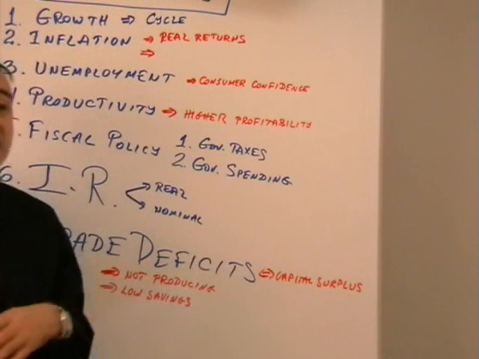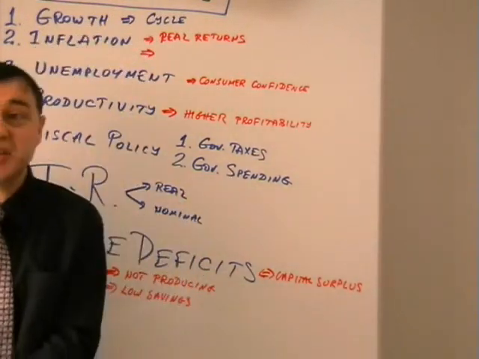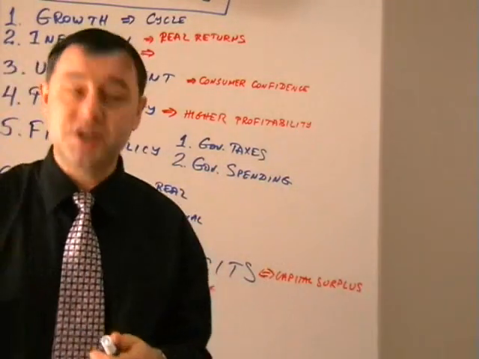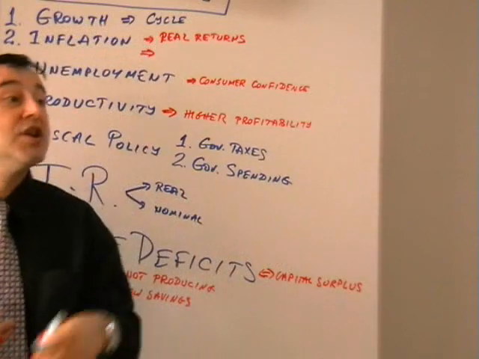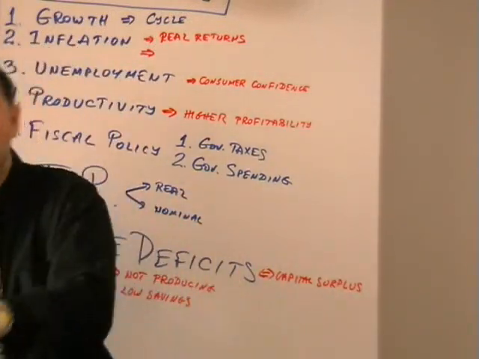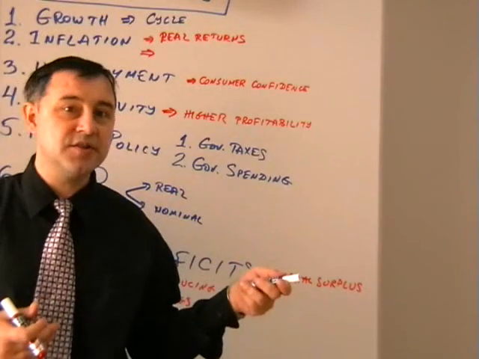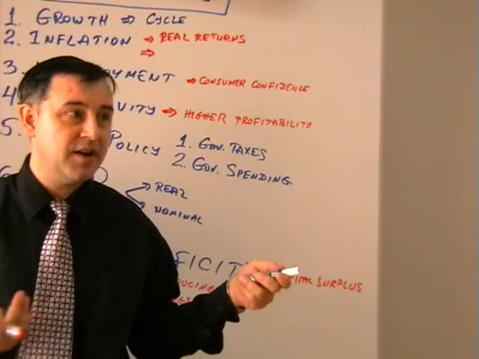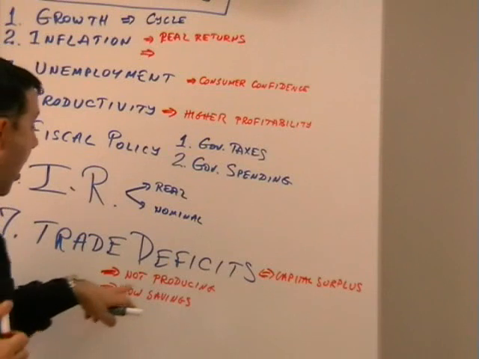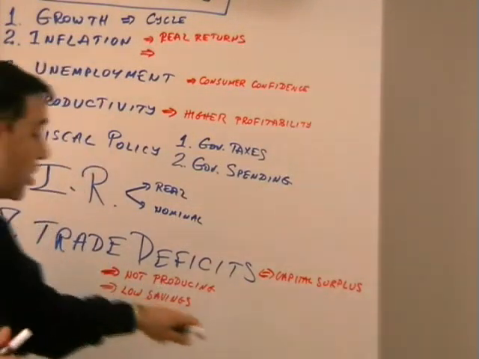Vendor financing means that China produces it, sends it to the United States, and provides credit for selling it. In other words, when the Americans buy it, they don't pay for it. They borrow to pay for it. And the Chinese lend to Americans for it to buy, right? So trade deficits usually reflect poor fundamentals on the production side and, of course, low savings.